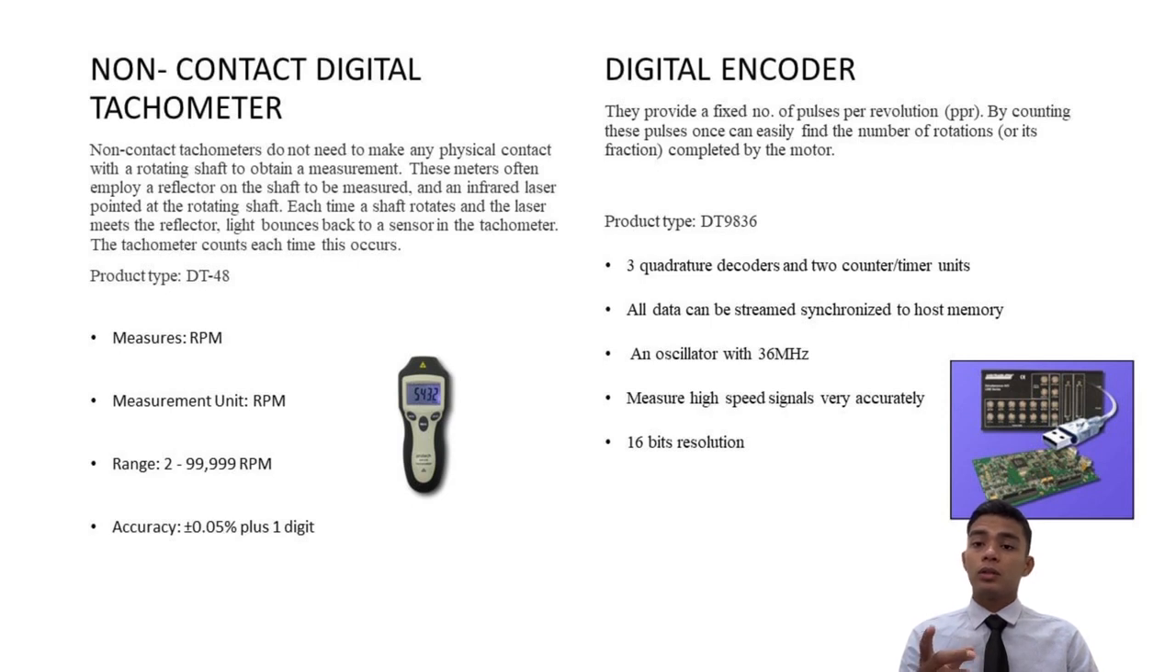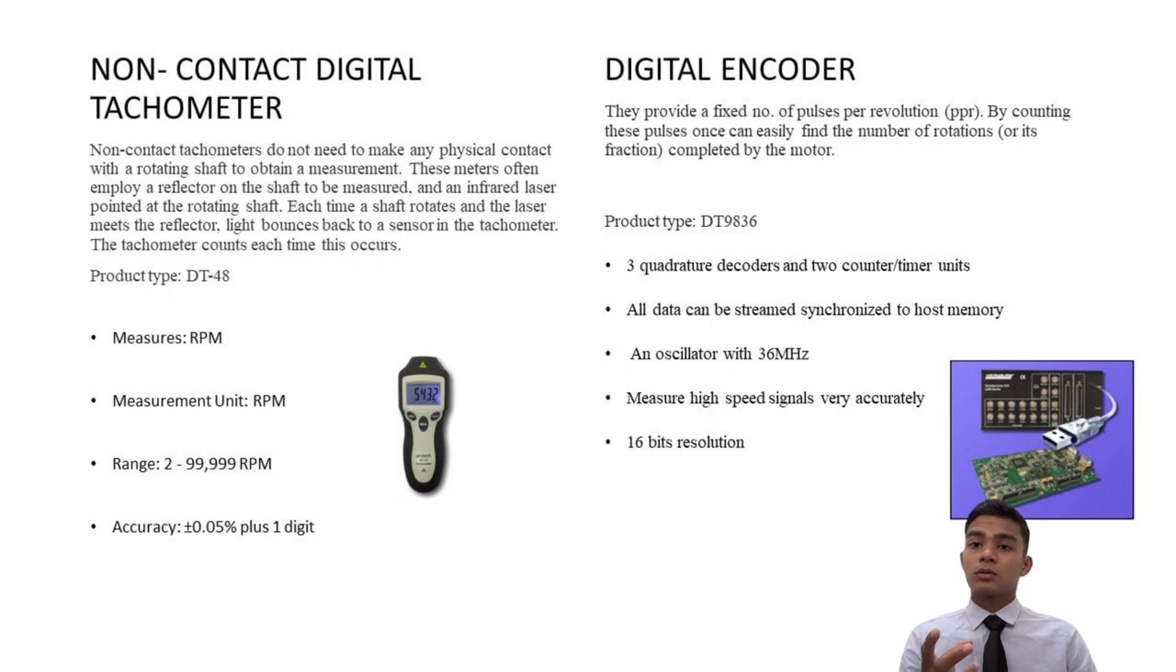So it measures in RPM unit. It ranges from 2 until 99,999 RPM. Its accuracy is plus minus 0.05% plus 1 digit. For the digital encoder, they provide a fixed number of pulses per revolution, which is PPR. By counting these pulses, one can easily find the number of rotations or its fraction completed by the motor.